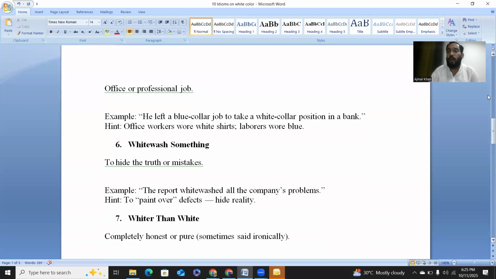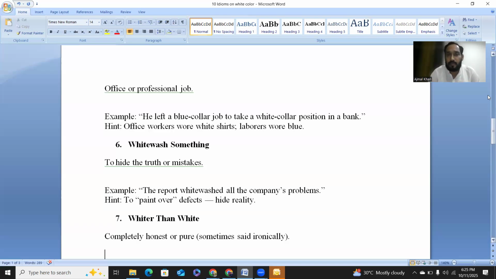And the sixth idiom on the color white is whitewash something. To whitewash something means to hide the truth and to hide the mistakes. Someone has committed errors, someone has done something wrong, and now he is whitewashing, meaning he is trying to hide mistakes, errors, flaws, loopholes and lacunas, and trying to undo something which has been done in a wrong way, in an erroneous way. To whitewash something means to hide a truth, a mistake, an error, something which was done in a wrong way.